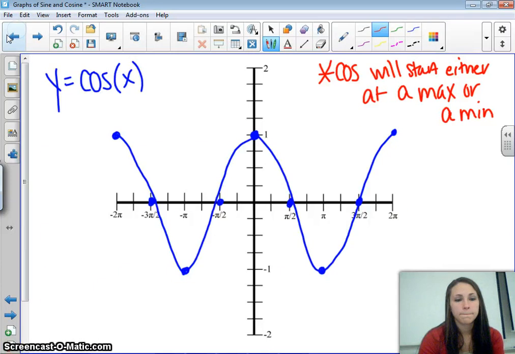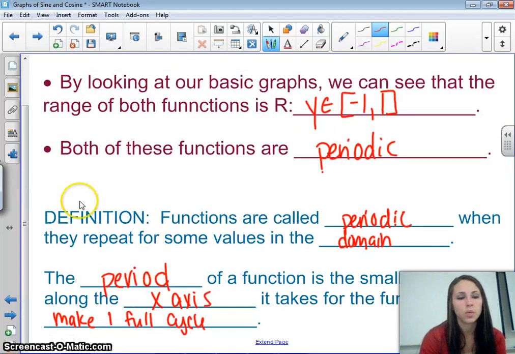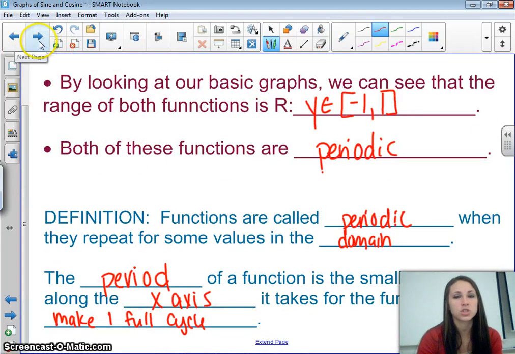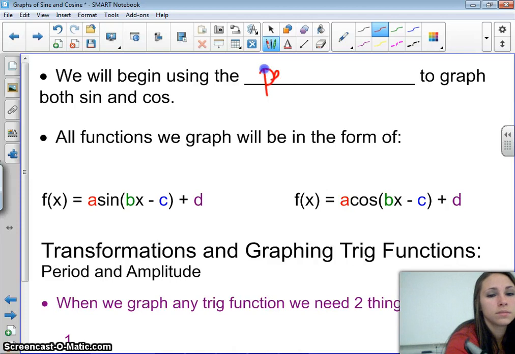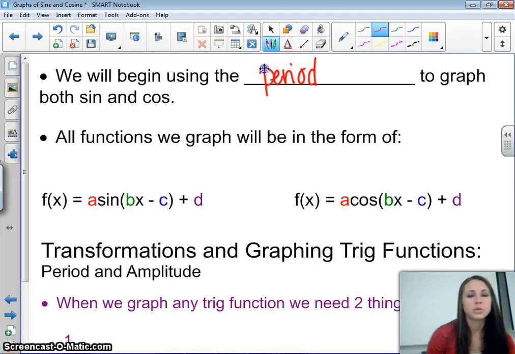And over here, if I were to keep graphing after this point at 2 pi, it would start repeating. And so I just want how long on the x-axis it takes to make one full cycle without repeating itself. And so that's what the period is. And we're going to look at finding that for different functions because we can change the period if we transform it in some way. So we're going to begin using the period to help us graph these.